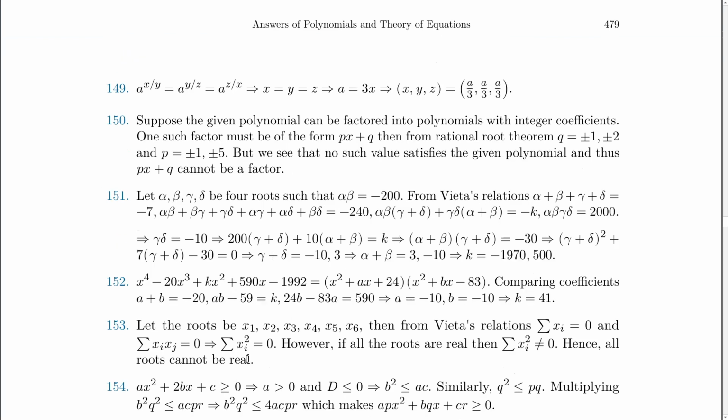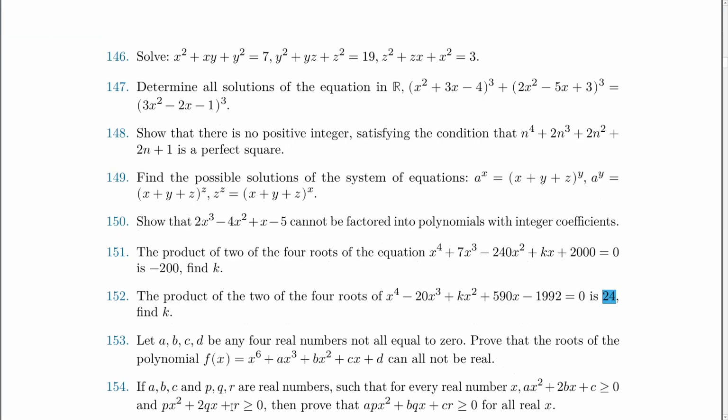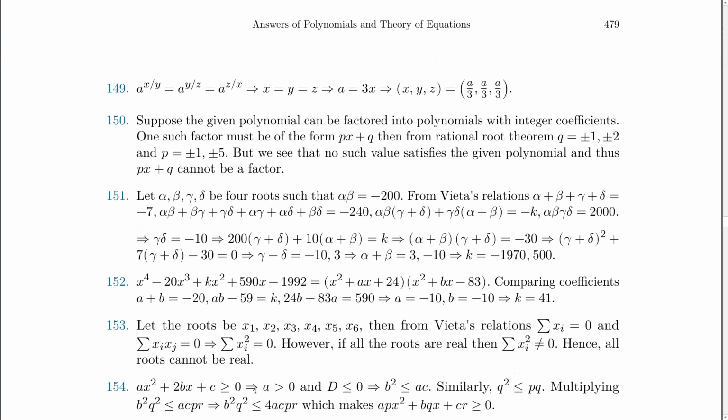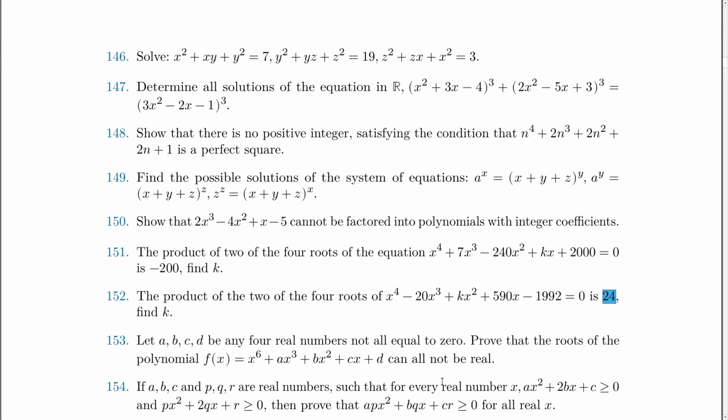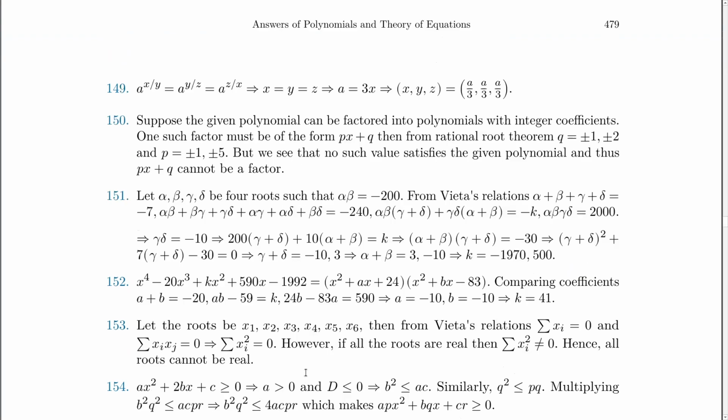So these two quadratic expressions are greater than or equal to 0. That means their corresponding discriminants would be less than or equal to 0, because a and p are positive here. That means 4b² − 4ac is less than or equal to 0, which is essentially b² ≤ ac, and similarly q² ≤ pr.